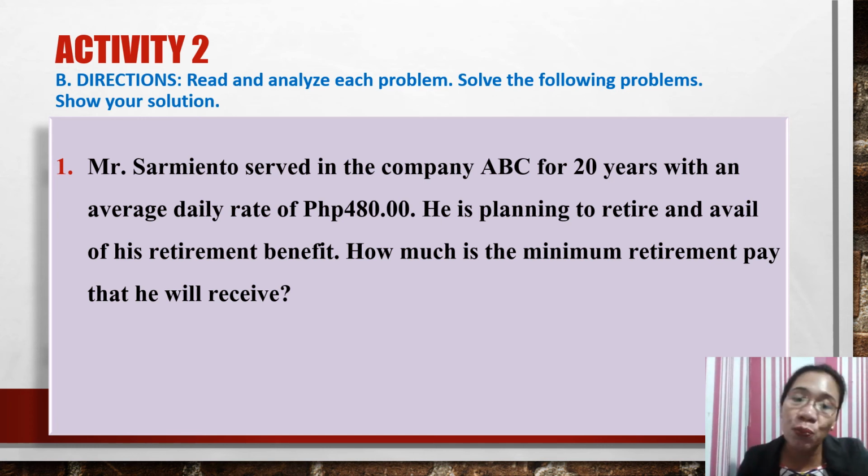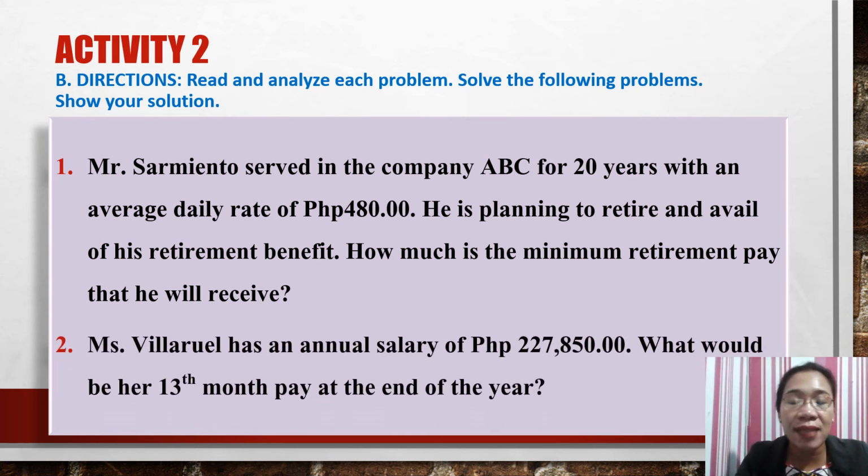Okay, come on guys, compute. Go back to yung mga may notes, meron doong formula. So, pwede na kayong sumagot. Halimbawa, hindi pa kayo nakakita sa mga formula, pwede nyo namang i-post yung video natin. Okay? Next problem. Number 2. Ms. Villaruel has an annual salary of 227,850 pesos. Question. What would be her 13th month pay at the end of the year? Dali-dali na ko. Alam ko perfect kayo dito.